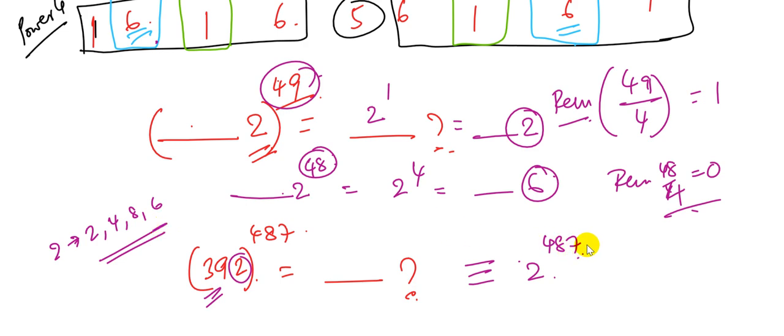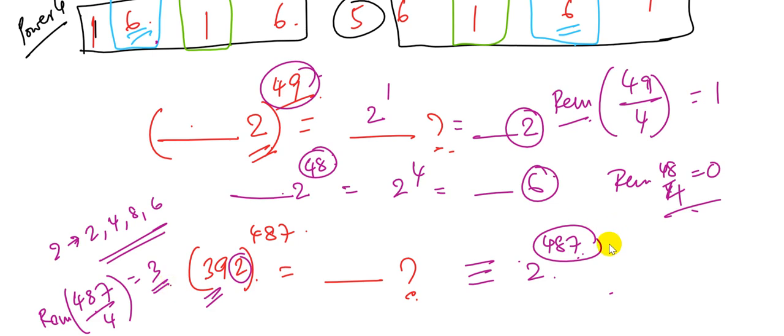Okay. So, that means you have to divide this number, which is the power, by 4 and take the remainder of it. So, 487 by 4, the remainder will be that of 87 by 4. So, this is 1, 2 and then 1 and then 3. So, the remainder is 3. This would be equivalent to 2 to the power 3, which is nothing but 8. So, the last digit of this number will be 8.